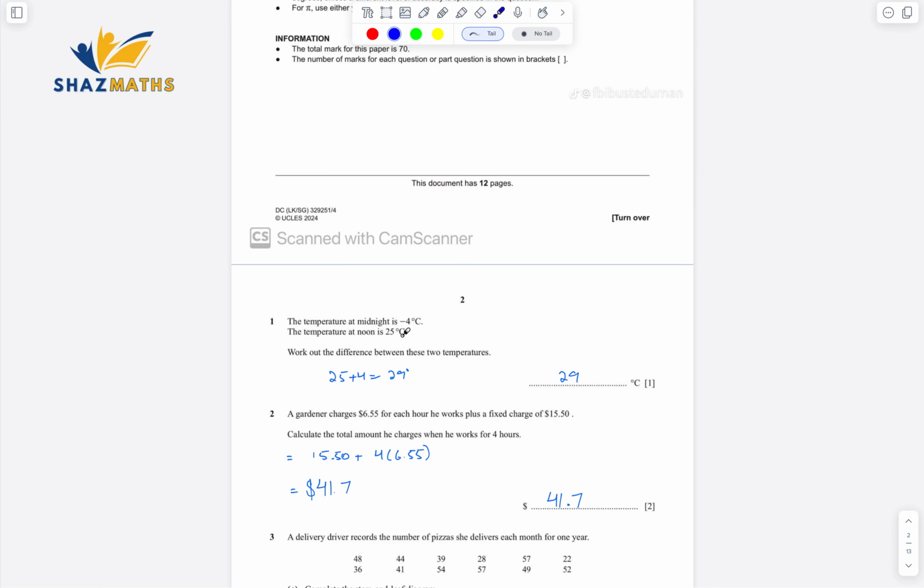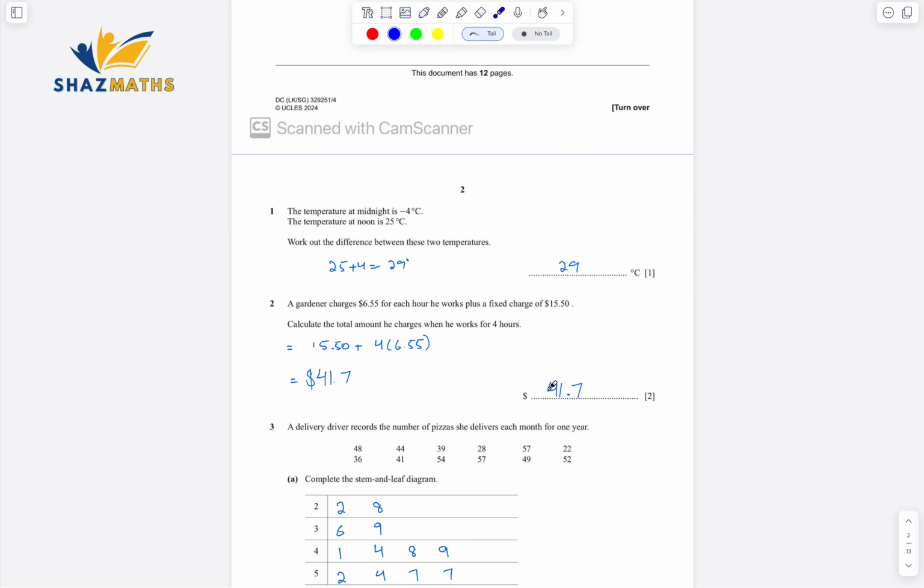Okay, question 1. The temperature at midnight is negative 4 degrees, and the temperature at noon is 25 degrees. Work out the difference between these temperatures. So 25 minus negative 4, that is 29 degrees.